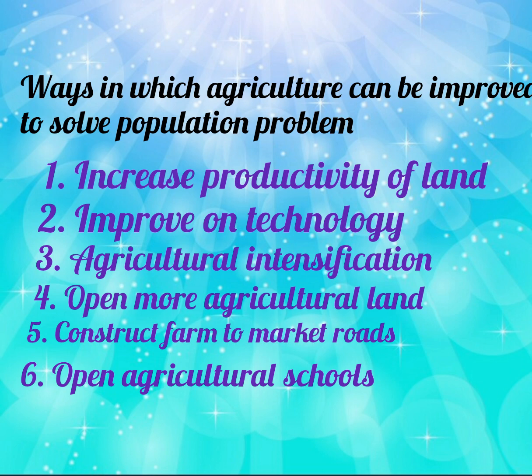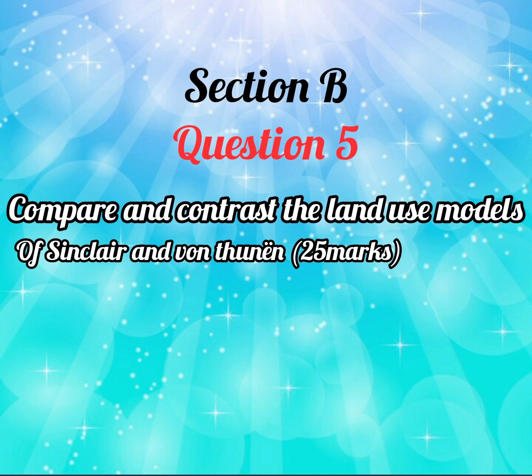Now in question 5, they ask: compare and contrast the land use model of Sinclair and von Thünen. Very important, 25 marks. To attempt this question, your introduction should bring about a historical fact of Sinclair's model and von Thünen's model. Robert Sinclair proposed his theory in 1967, and his theory states that the intensity of production increases with increasing distance from the city.